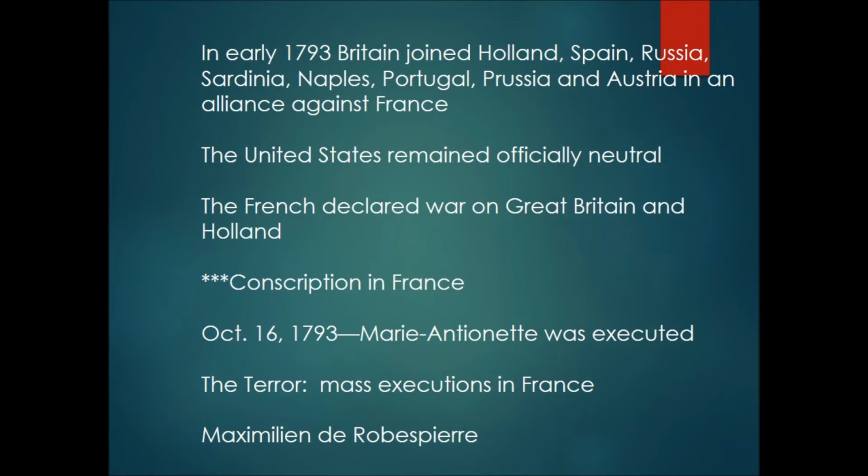Now, on October 16th, 1793, they still had their queen, who was Marie Antoinette. And I didn't mention her background earlier, but she was an Austrian princess. So I had mentioned that the French hated the Austrians, and they really did not like her. And what they ended up doing is executing her as well.